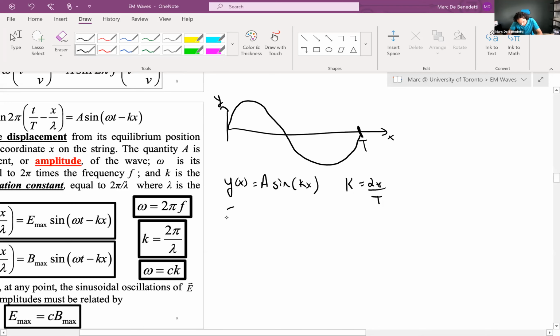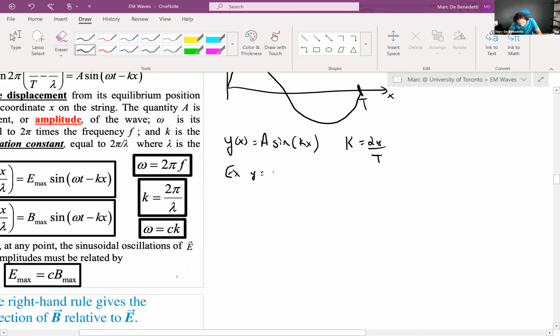An example other than that would be something like y equals, let's say, sin(3x). Well, what's the period of this graph? The period of this graph is going to be 2 pi divided by k, which is 2 pi divided by 3. So in this case, this would be 2 pi over 3.